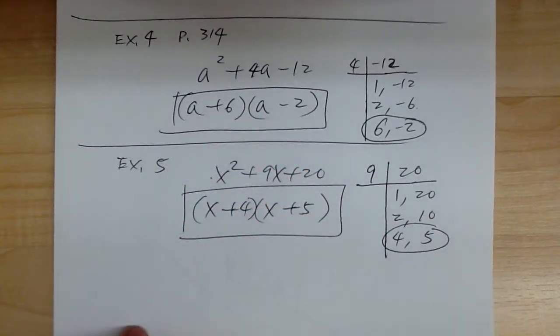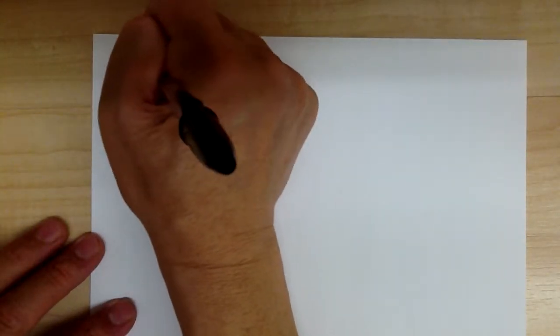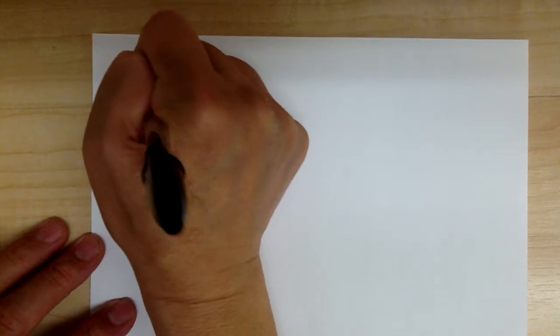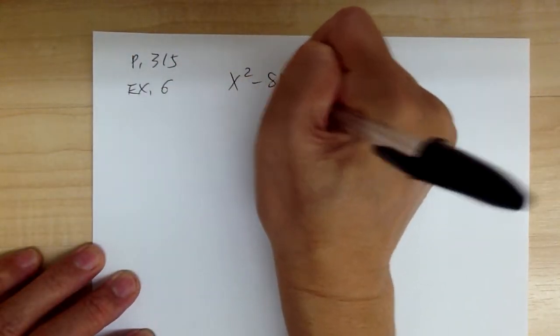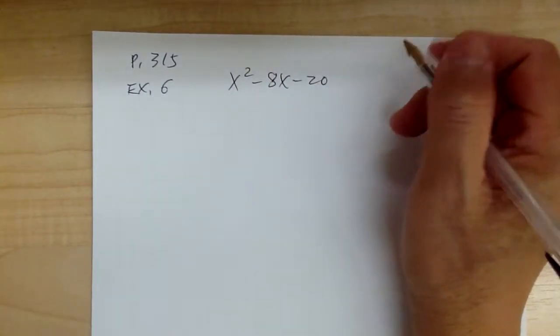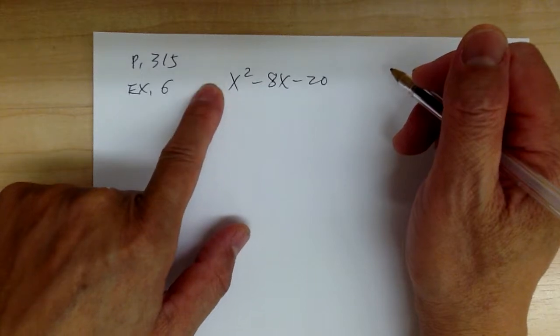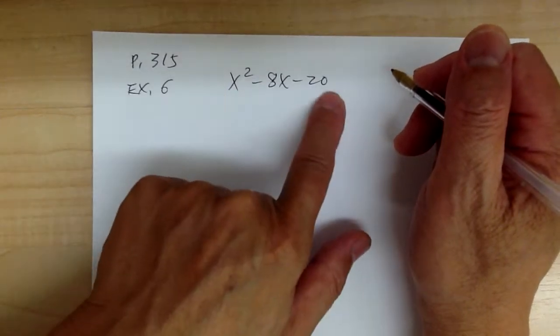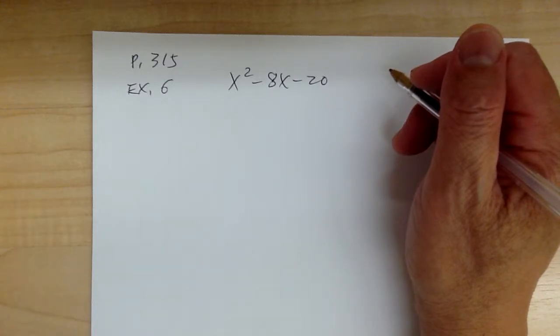Okay, let's go to example 6. Example 6, you have x squared minus 8x minus 20. So step 1, common factor: cannot, no number, right? There's no number, so numbers cannot. X cannot, there's no x, so cannot do the x. So step 1 cannot. So step 2, perfect squares, right?